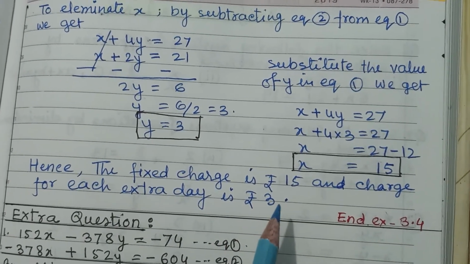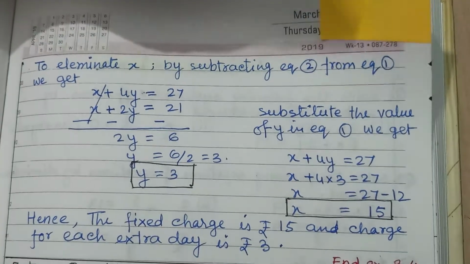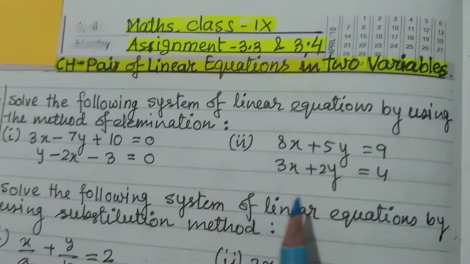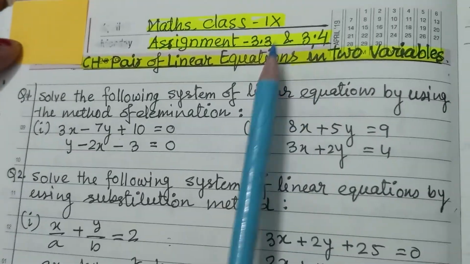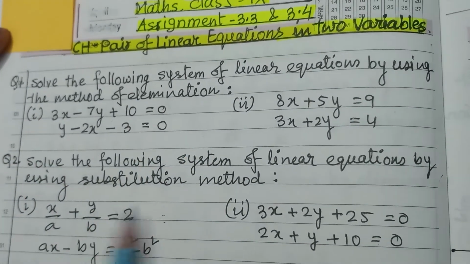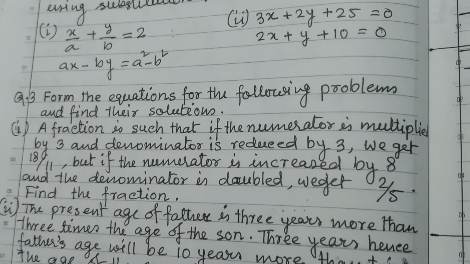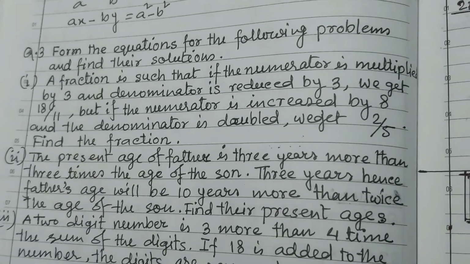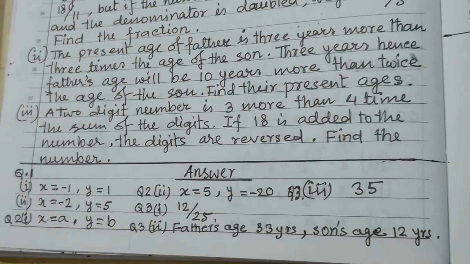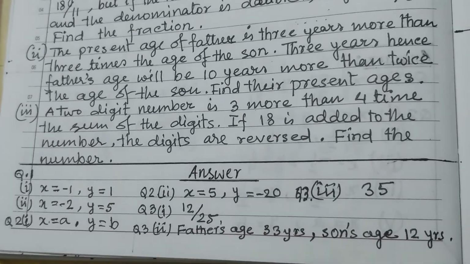And here the exercise ends. Thank you very much. Now one assignment I have given for exercises 3.3 and 3.4 together: there are elimination method, substitution method, and 3 word problems. You have to form the equation, then solve it by any of the methods. The answers I have given. Thank you very much.